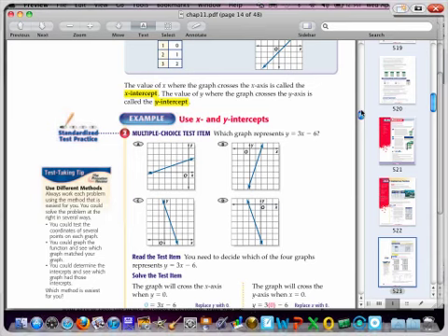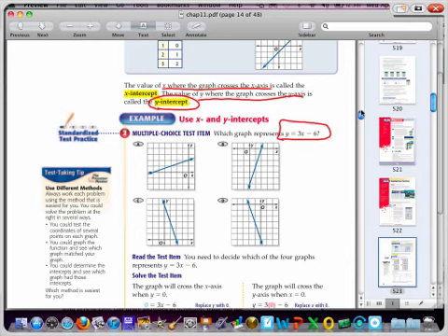And this is important to know that when the graph crosses the x-axis, it is known as the x-intercept. When it crosses the y-axis, it's known as the y-intercept. And so if we're trying to figure out this graph and say, which of these four choices that we have represents this graph?